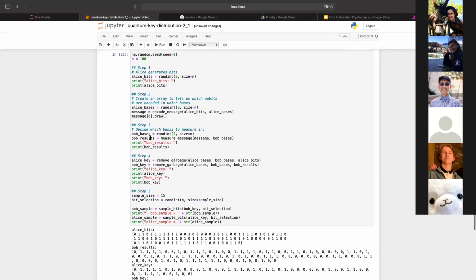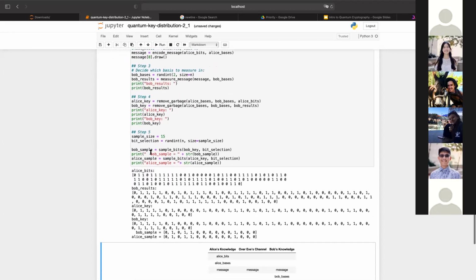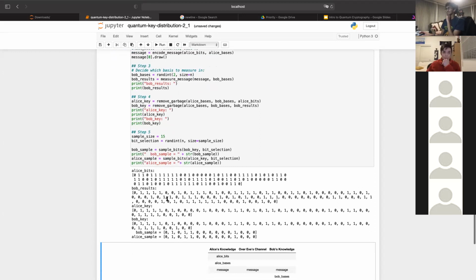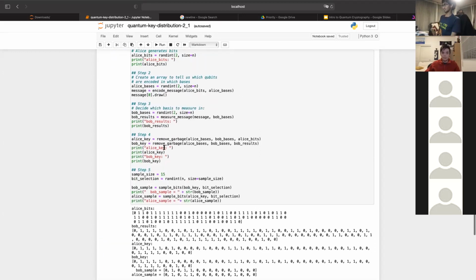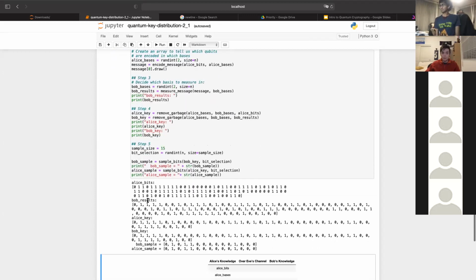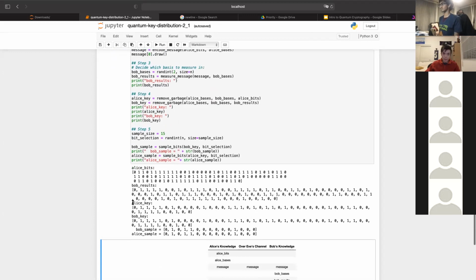Then what happens is we actually remove the garbage, right? So they're comparing the bases. Then they figure out for which bits the bases are different, and they remove those. And so now you can see if you compare Alice's key to Bob's key, they're exactly the same. So we also have the same 0, 1, 1, but the next one is removed. Or the next difference is removed, right?